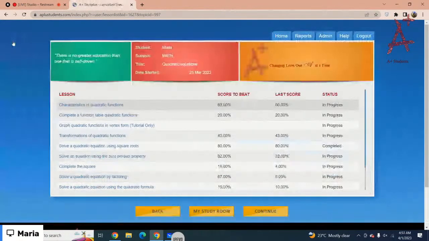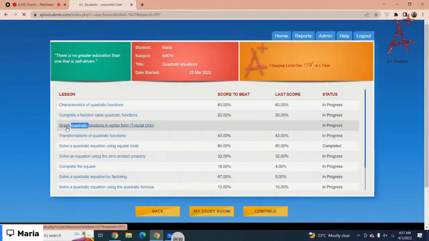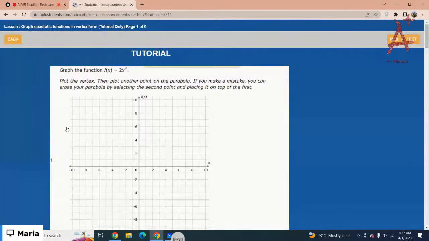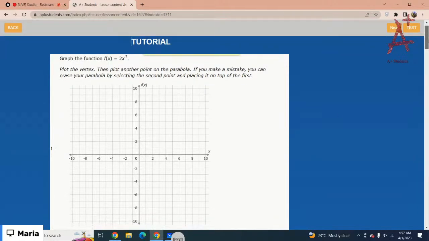And the next lesson is graph quadratic functions in vertex form. So let's just start with the next lesson, that is graph quadratic function in vertex form. Okay, let's just start with the first example. Graph the function f of x equals x square. We have to plot the vertex, then plot another point on the parabola.